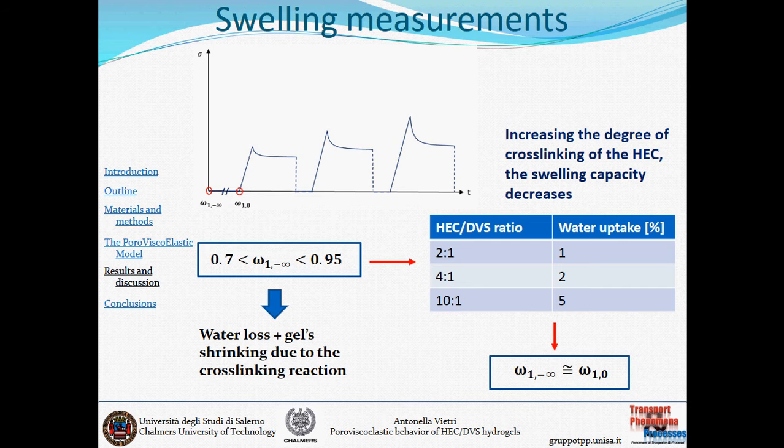At the end of the cross-linking reaction, a water loss together with the shrinkage of the gel were recorded. These gave rise to different values of the water mass fraction at the end of the reaction and also after the swelling. In addition, a trend was found. Increasing the Hess-DDS ratio, the swelling capacity decreases.